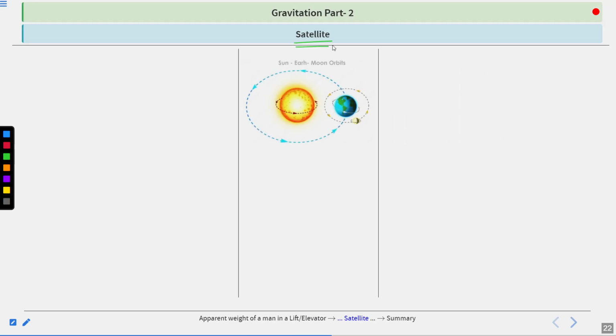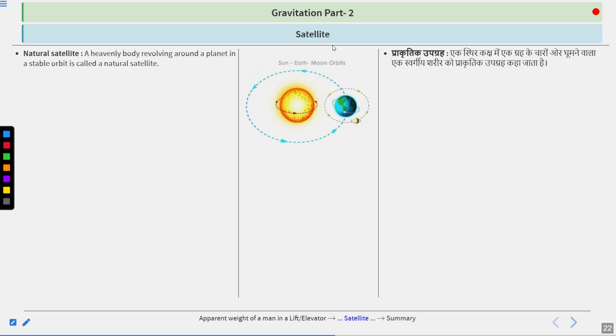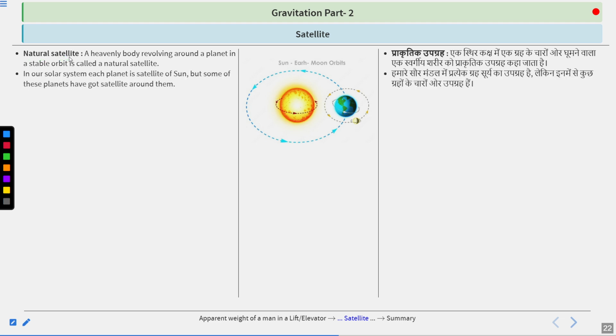Now, if we talk about the satellite, what is a satellite and all? So, there are two types of satellite, natural and artificial. If we go by the natural satellite, a heavenly body revolving around a planet in a stable orbit is actually called a natural satellite. In our solar system, each planet is a satellite of the Sun. Why? Because the Sun is at the center and every planet is revolving around it in a fixed orbit.